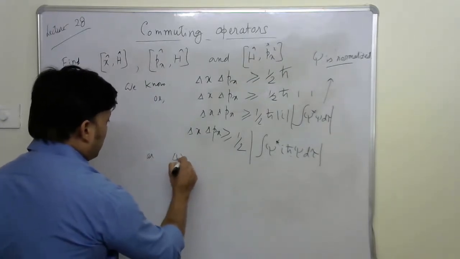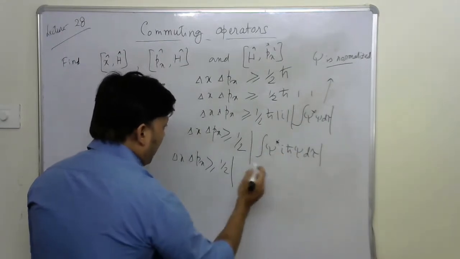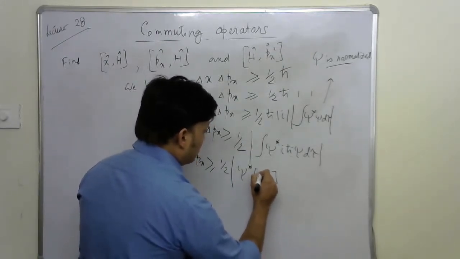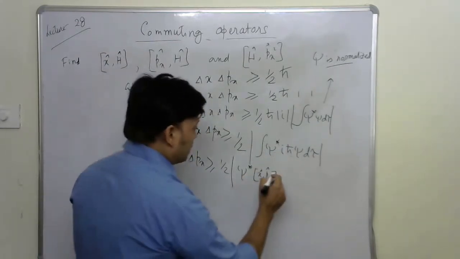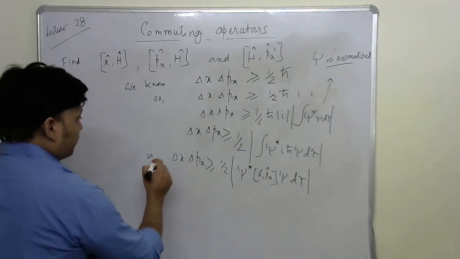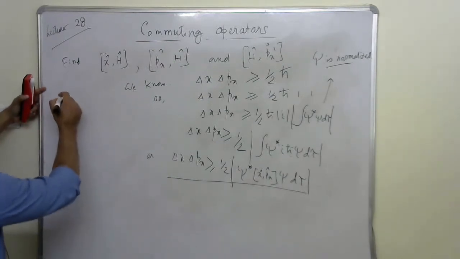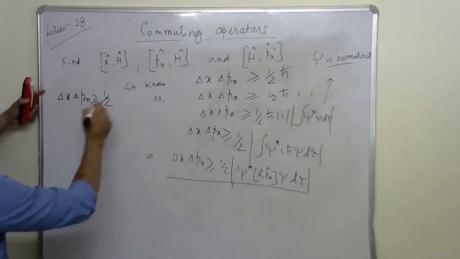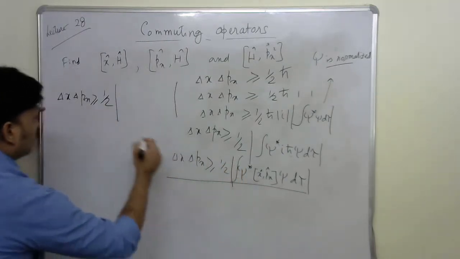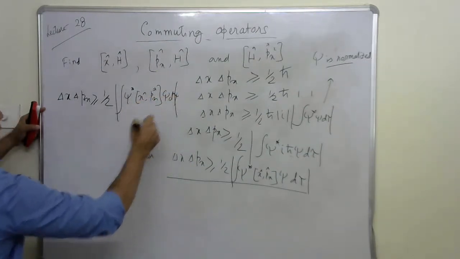So delta x multiplied by delta px is greater than or equal to half. So can I further replace iħ with something? Yes, we have just seen this relationship, that is [x cap, px cap] is equal to iħ, that we have seen a little while ago. Alright, so I can replace this with that. So therefore now we have a distinct and special relationship. So the relationship, once again, I'm writing it here, that is the product of delta x and delta px is greater than or equal to half, within mod value. Alright, so I forgot the integration. Integral psi star [x cap, px cap] psi d tau.